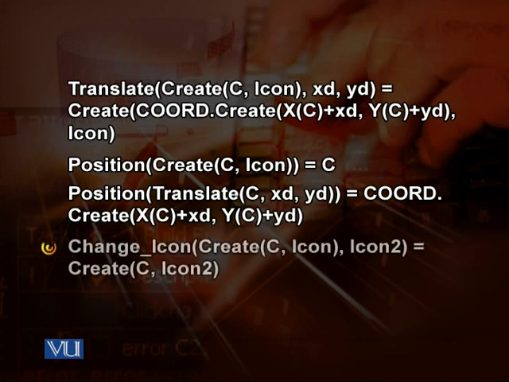And then finally we have change icon, which gives us create C comma icon 2 is equal to create C comma icon 2. So we are now associating this coordinate with the new icon.